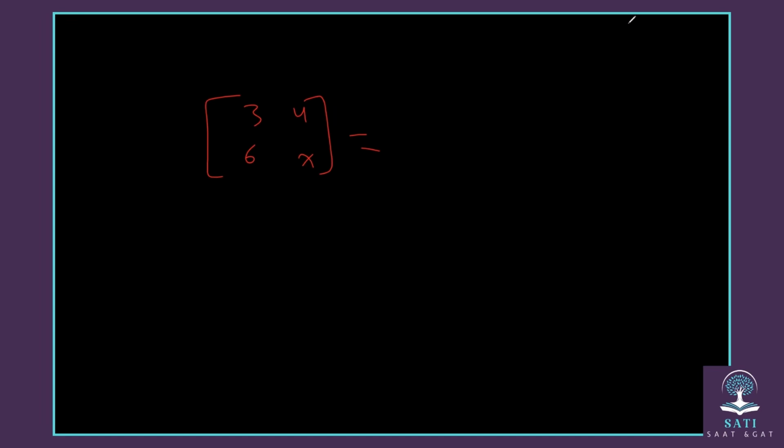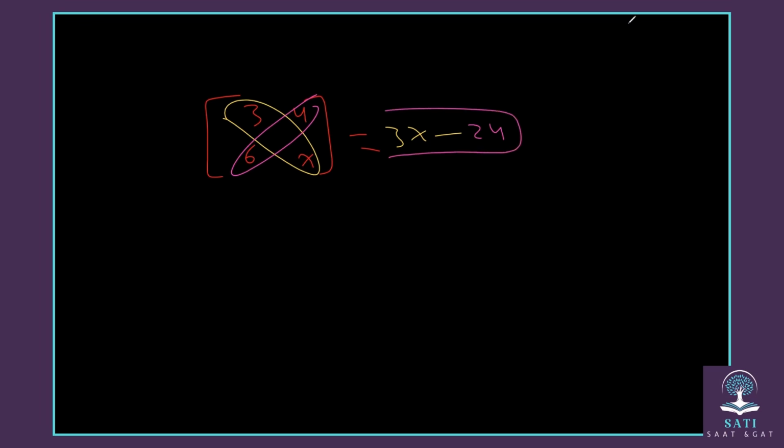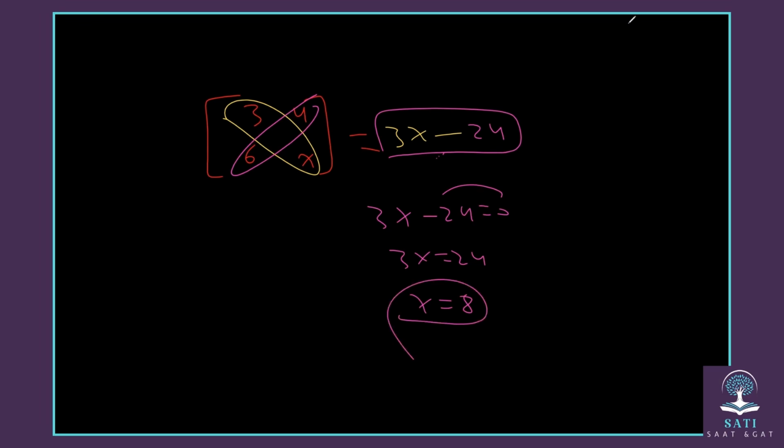How can I find the determinant? You multiply the main diagonal, 3 times x is 3x, minus the secondary diagonal, which is 4 times 6, which is 24. Since this matrix does not have a multiplicative inverse, its determinant is 0. So 3x minus 24 equals 0. So 3x equals 24, so x equals 8. So if x equals 8, this matrix does not have a multiplicative inverse. Okay, what about if I put here 2?